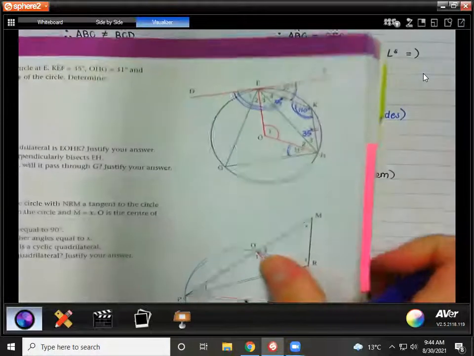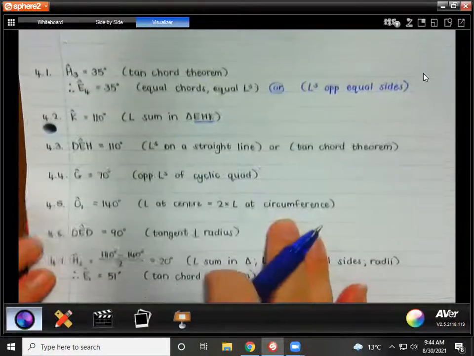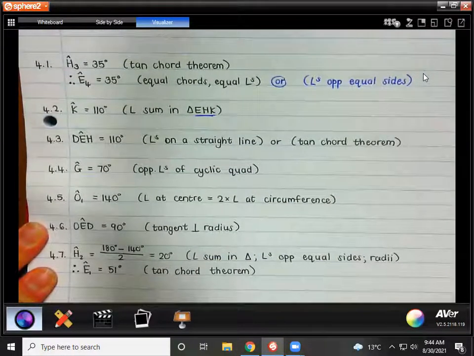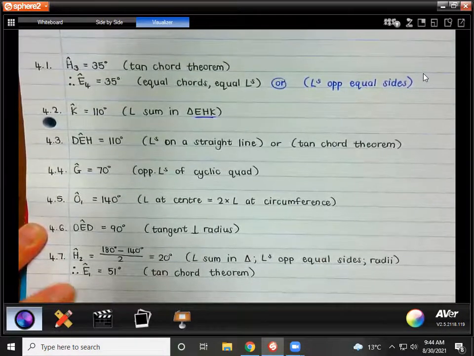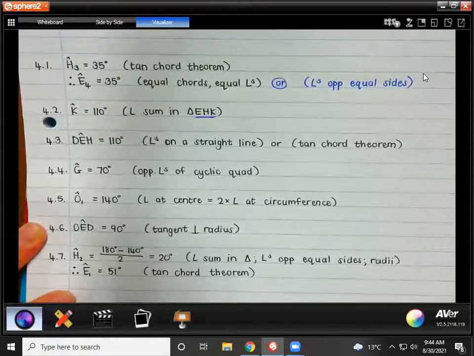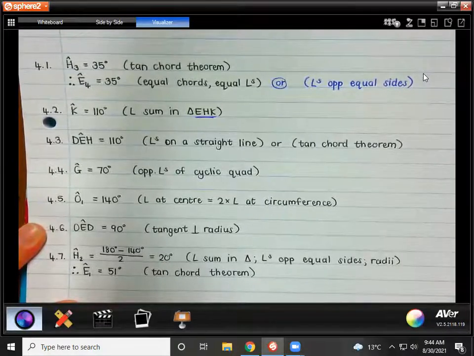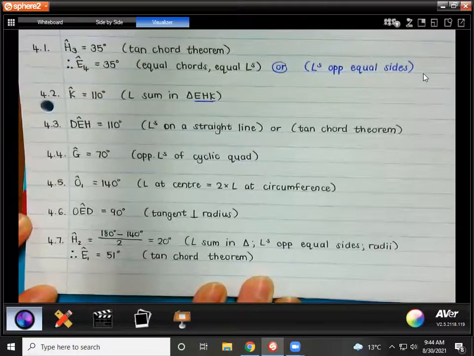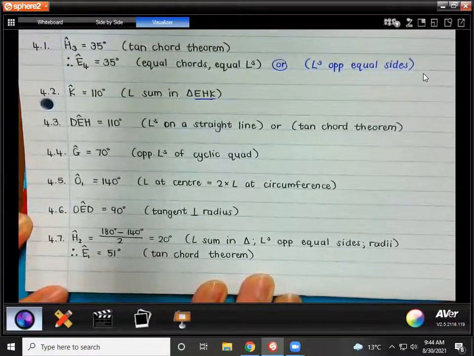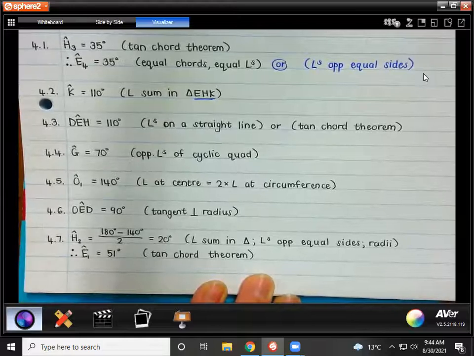Yes, Robin? And then because the other side was 90 degrees as well. That's fine. Perfect. Yeah. Any other things that you say for 4.3? Is that fine? Okay, 4.4, they wanted angle G.